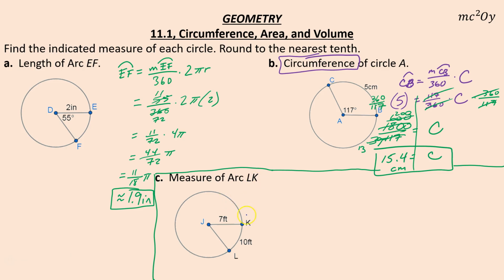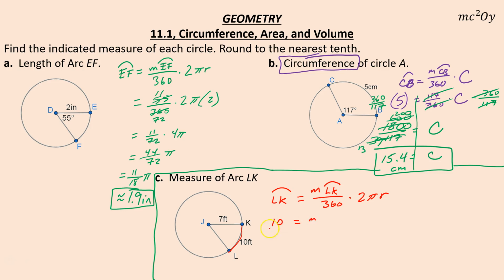Okay, so find the measure of LK. So this time we're not finding the arc length like we did in the first one, or the circumference like we did in the second. This one we're actually finding the measure of the angle. So we use the same formula though. We know the arc length KL, or LK, since that's what we are given there, is equal to the measure of arc LK over 360 times the circumference, or 2 pi r. And then LK, the measure of it, is 10 feet.